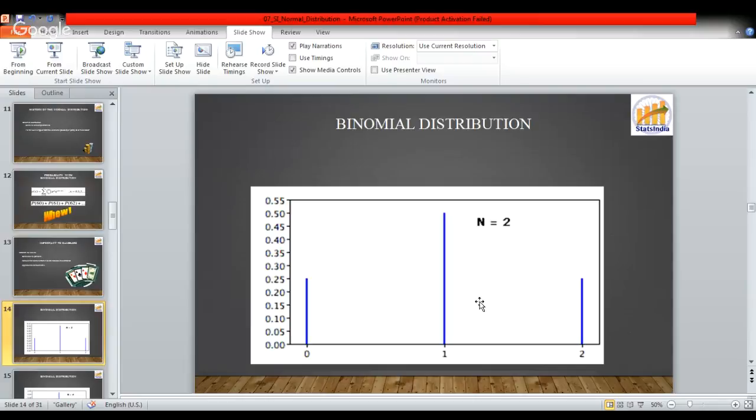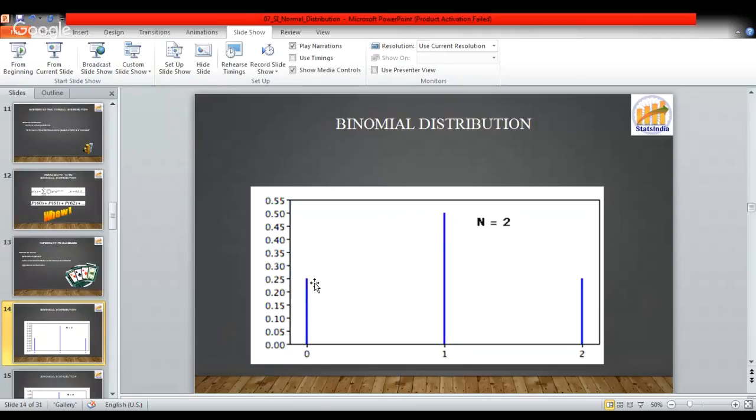Suppose we toss two coins, then the probability of zero heads. There are four outcomes: HH, HT, TH, and TT. Suppose we say zero heads, that is both tails, TT. That is one out of four. One case is TT. One head, that is HT and TH, two cases of one head, and HH, that is one case of two heads. So this is the distribution for n equal to 2, tossing two coins.